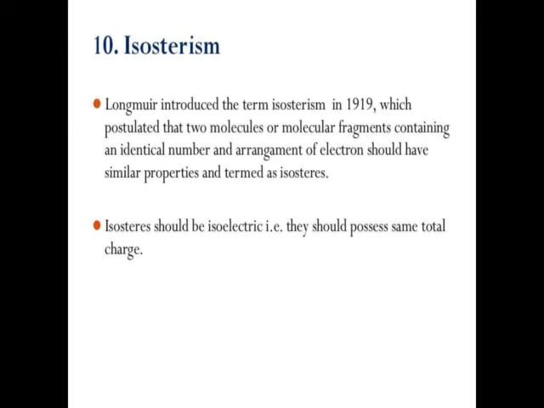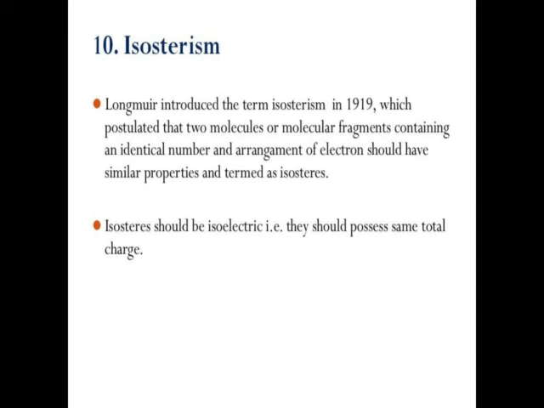Then isosterism. Suppose there are two or more molecules having the identical number and the same kind of arrangement of electrons, and having the same kind of property. Such compounds we call isosters. They must be isoelectronic. So isosterism means two atoms or two molecules having a similar arrangement of electrons in the valence shell and similar properties, so they are called isosters.